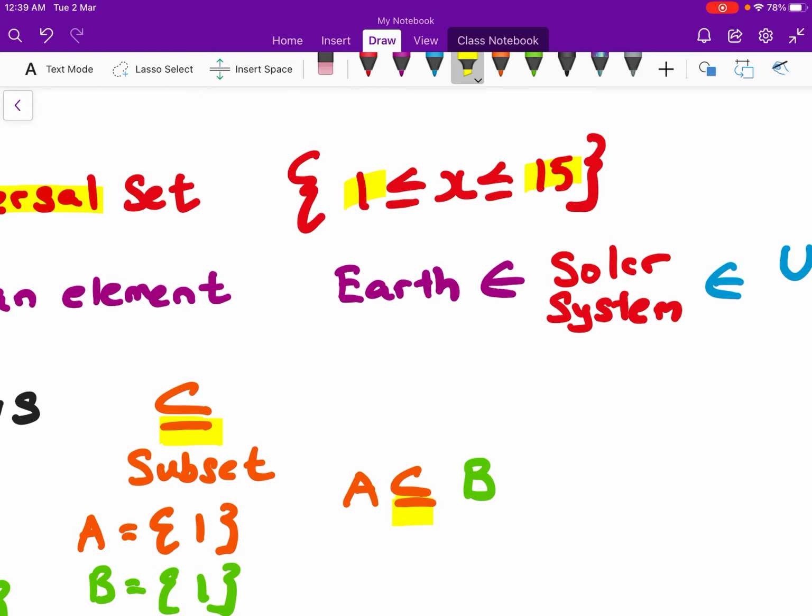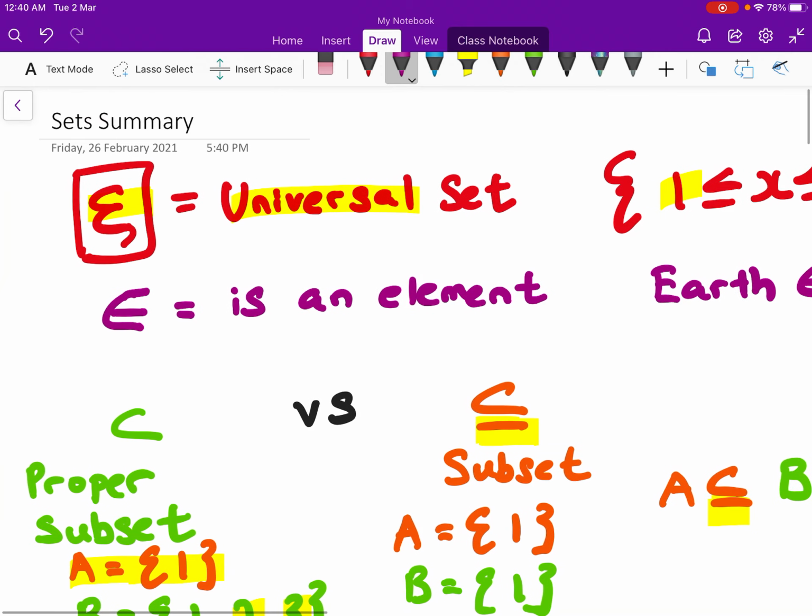What is inside this universe is 1 2 3 4 5 6 7 8 9 10 11 12 13 14 15. Anything that is beyond 15 will not be considered, like 16, 20, 100, 1000. This is everything that exists inside my universe. So this is our universal set.